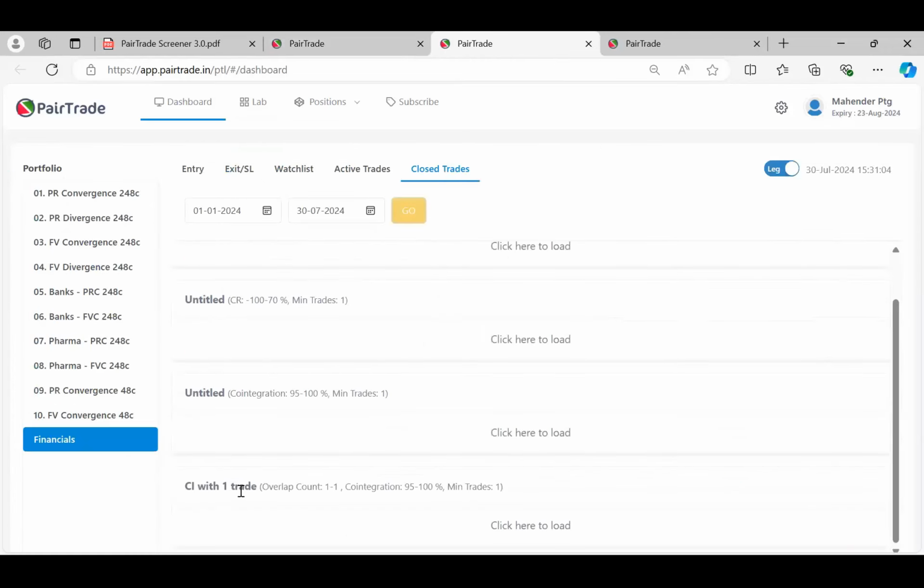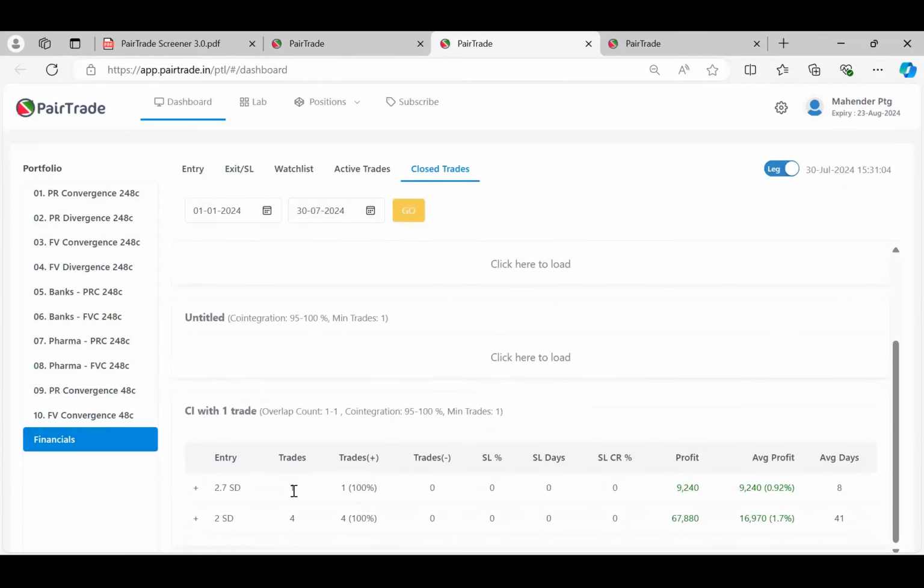If you are doing this with only one trade, you would have got 5 trading opportunities, all successful, and you would have made like 70, 80,000. That means every month you are making 10,000. Depending upon your funds, depending upon your risk profile, you can customize the model.